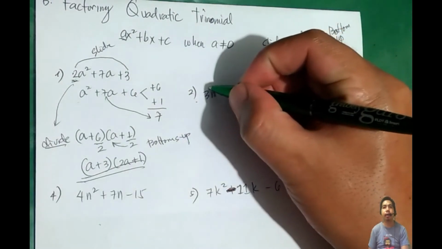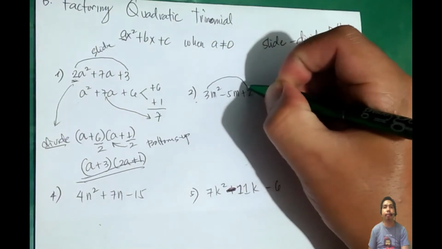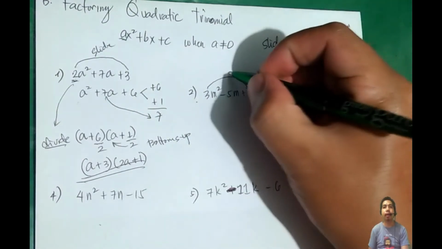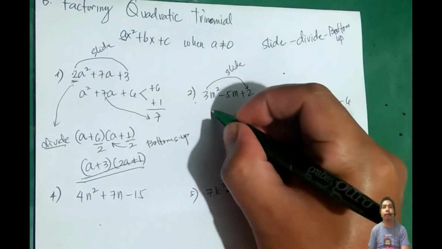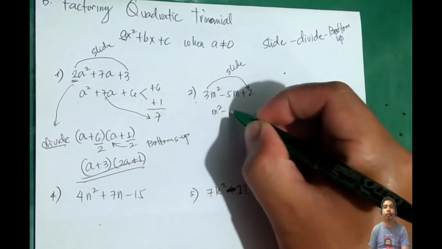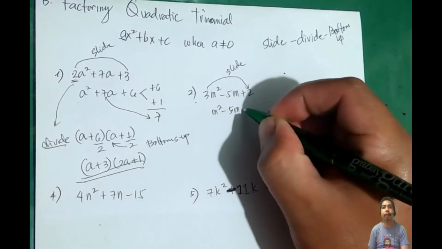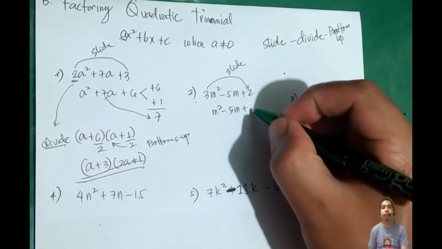3m squared minus 5m plus 2. So, ganun pa rin ang gagawin. Slide natin yan. So, imumultiply lang natin, 3 times 2. So, magiging expression natin, m squared minus 5m plus 6.